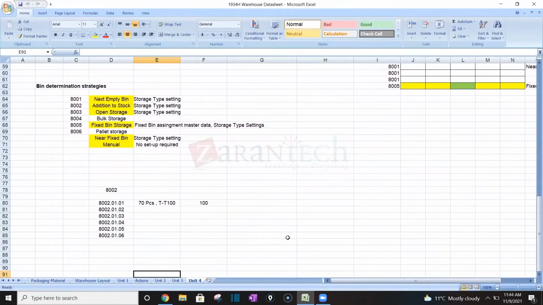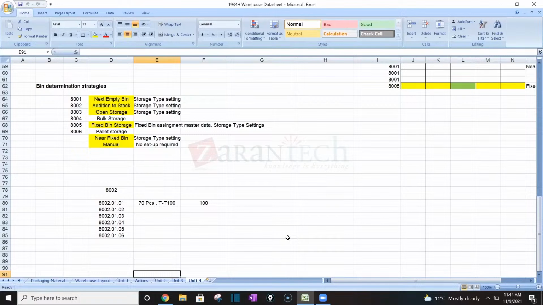So we discussed empty bin, next empty bin, near fixed bin, open storage, manual storage. Basically most of the strategies don't need additional config. Just an indicator in the storage type is enough. But some strategies need specific configuration, like fixed bin storage. We need a checkbox in the storage type config saying that it's a fixed bin storage.